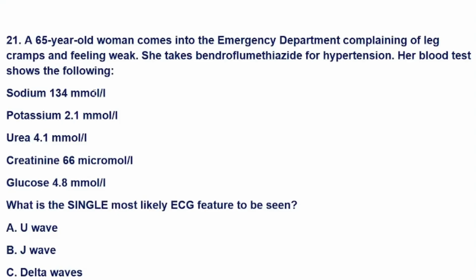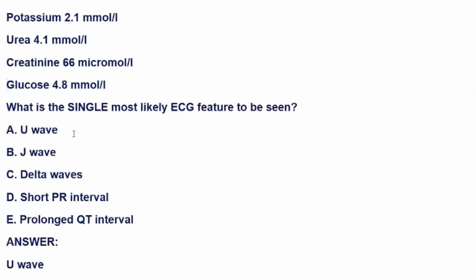Her blood test shows the following: sodium 134 millimole per liter, potassium 2.1 millimole per liter, urea 4.1 millimole per liter, creatinine 66 micromole per liter, and glucose 4.8 millimole per liter. What is the single most likely ECG feature to be seen? The patient has severe hypokalemia, and we must evaluate the patient's ECG for hypokalemia. Okay, what is the single most likely ECG feature to be seen?